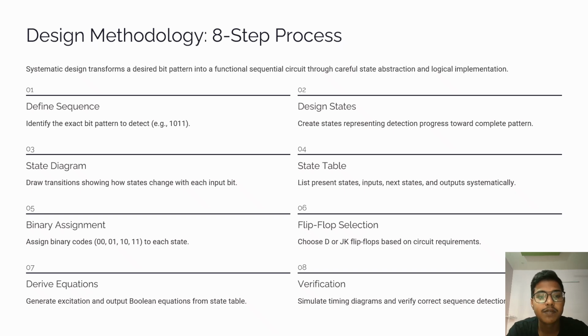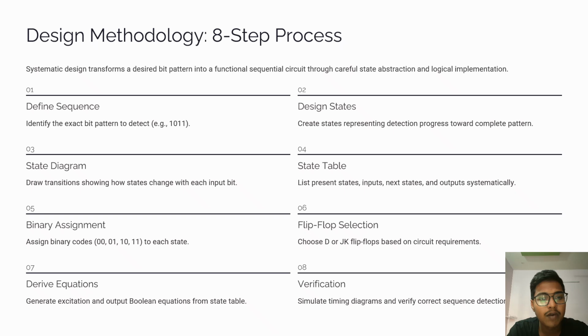Step 6 is choose the flip-flop type, usually D or JK, not T or latches. We have to choose only D or JK. Step 7 is write the excitation and output equations. And step 8 is finally draw the logic circuit and verify it using timing waveforms or simulations.